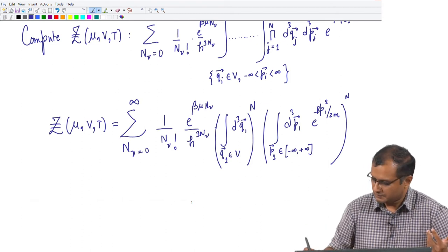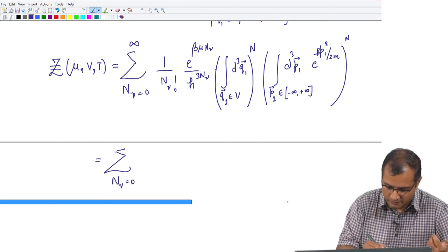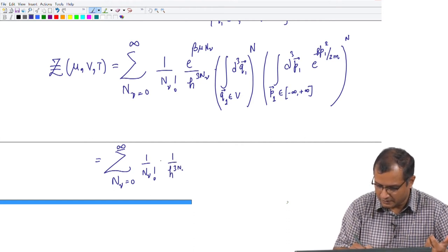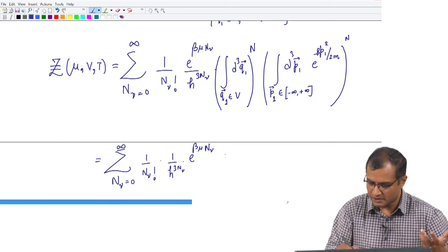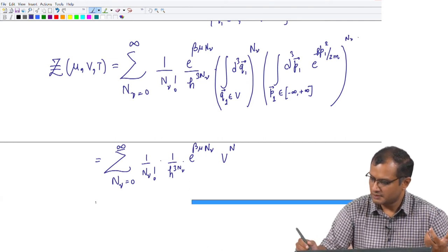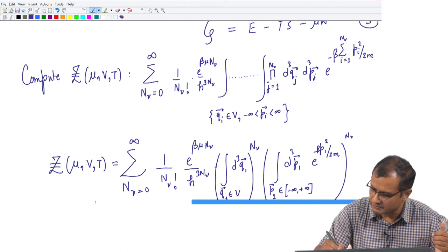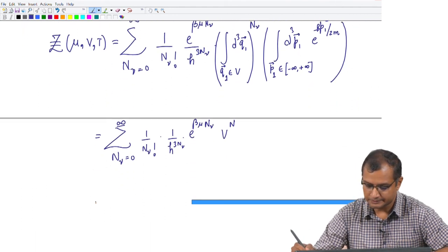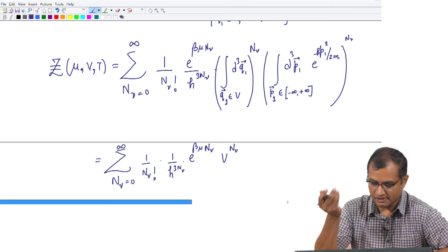Now, this can be written as the summation nu going from 0 to infinity, 1 upon nu factorial, into 1 upon h to the power 3 n_nu, into e raised to beta mu n_nu. The volume integrals will simply give me V to the power n_nu, of course, okay. And similarly, the summation here goes from 1 to n_nu, and the product also goes from 1 to n_nu, absolutely. And so this is V to the power n_nu, because this is the number of particles in the nuth microstate, which is summed over outside, okay.